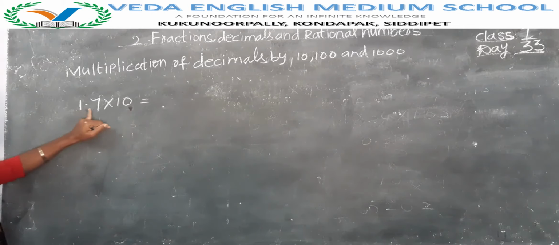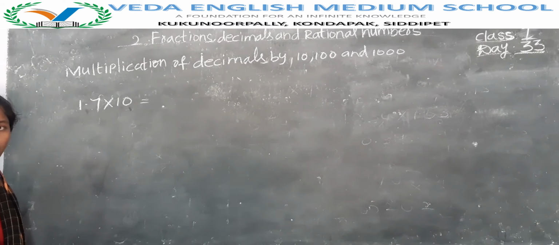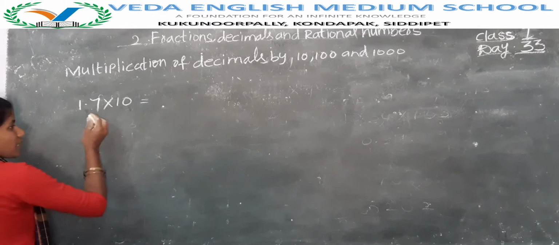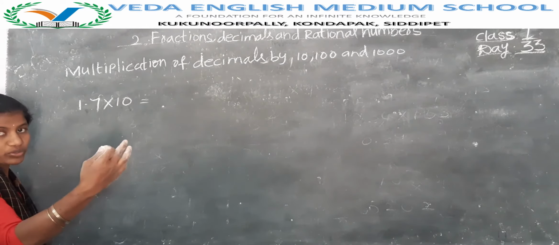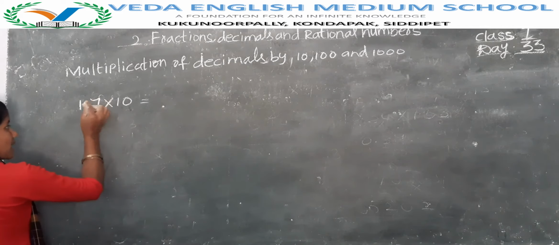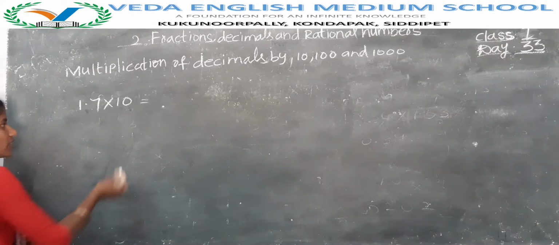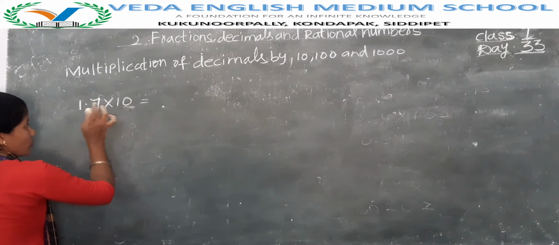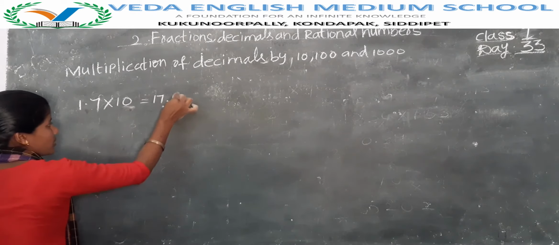Now 1.7 into 10. How many zeros are there in 10? In 10 we have 1 zero. So the decimal point moves to the right side after one digit. In the multiplication of decimals, the decimal point moves to the right side. Now in 10 we have 1 zero. So the decimal point moves by one digit. So now it becomes 17.0.